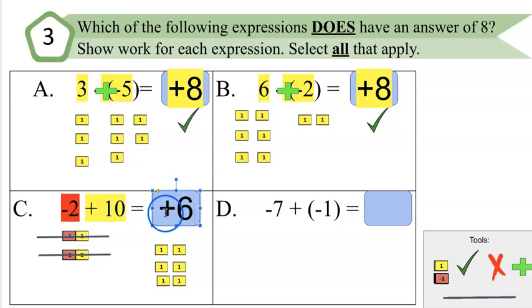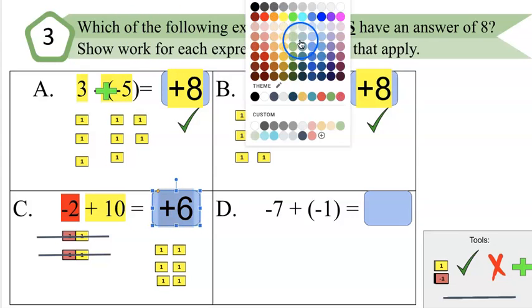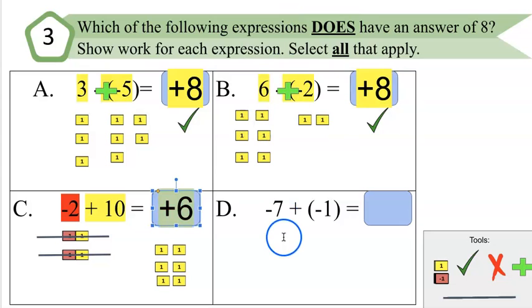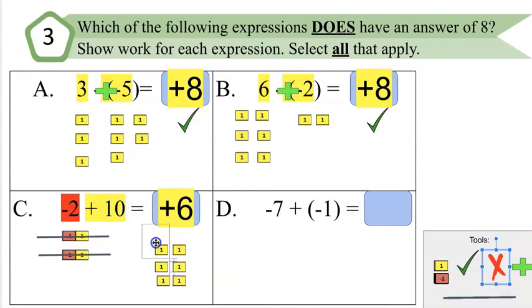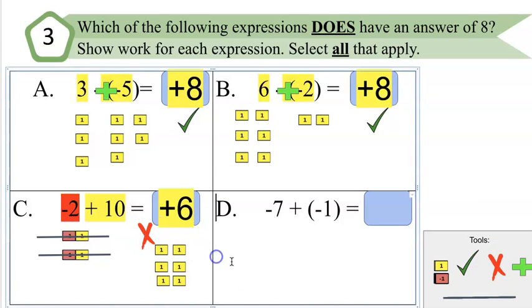Now the question is, well, we still have to highlight our answer. This is a positive 6. And let's go ahead and highlight that. So the question is, is this a positive 8? And that's a positive 6, so no. We're going to take one of these wrong X's and just put it under right there. That is wrong. Okay, now we finally got to D.